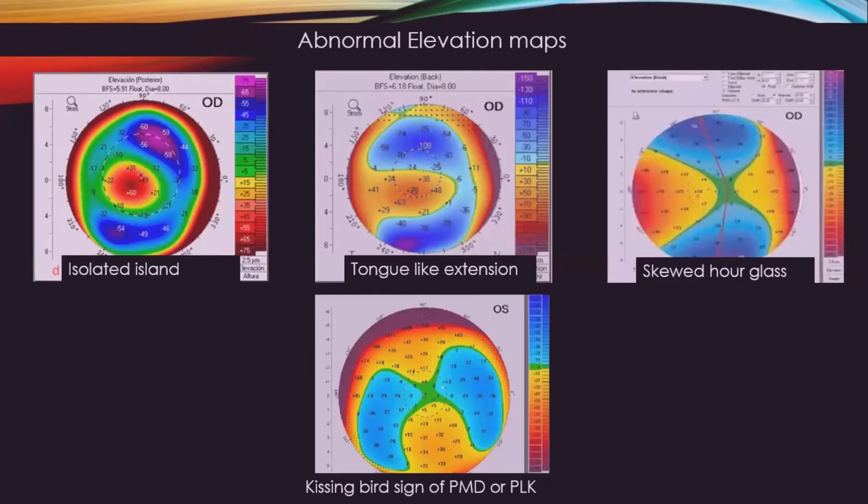What about the abnormal shapes? Abnormal shapes in the elevation map, posterior elevation map, we can have an isolated island, a tongue-like extension, a skewed hourglass, and a kissing bird. Regarding the upper 3, we usually can see these images in a normal cornea sometimes, but we have to repeat the pentacam. This is maybe due to misalignment, due to tear film abnormalities. So we have to repeat the pentacam, and we have to correlate it with the elevation, which means that in this case, there is a tongue-like extension, and at the same time, there is a central elevation, plus 79, which is a high number.